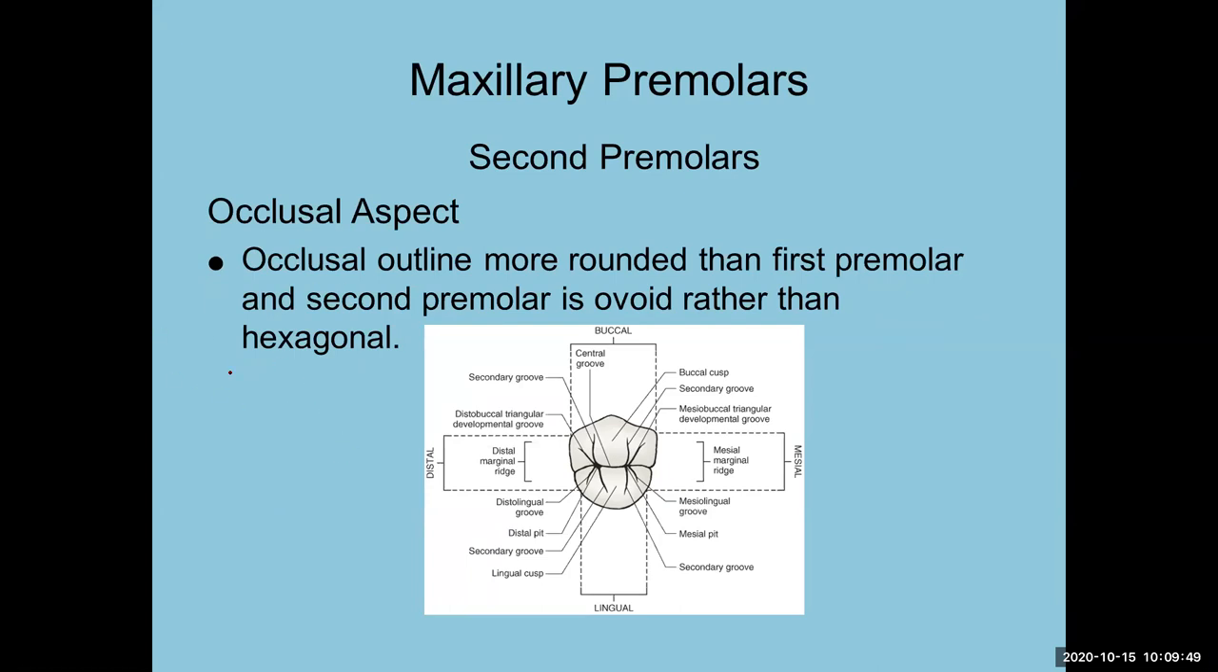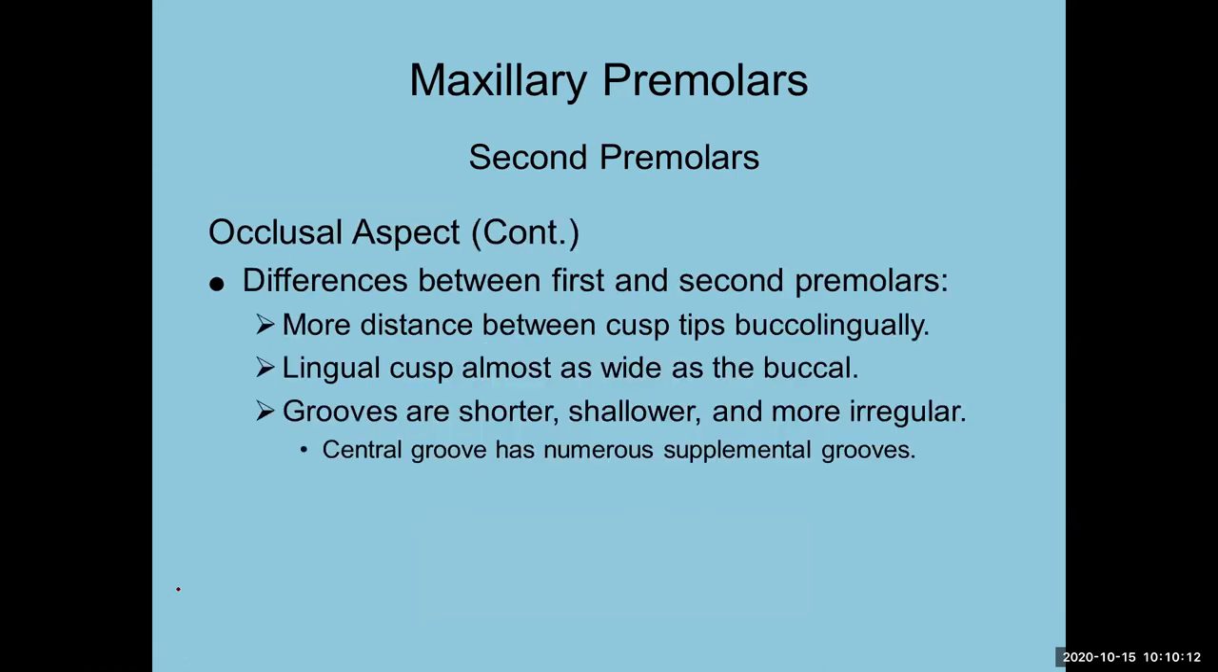What I don't want to see with this picture is I want this groove to stop here and I want this groove to stop here. Otherwise, it looks like the first premolar. And you've got a transverse ridge. The lingual cusp is almost as wide as the buccal cusp. It's more of a square tooth. The grooves are shorter in the second premolar, as they are in general characteristics.